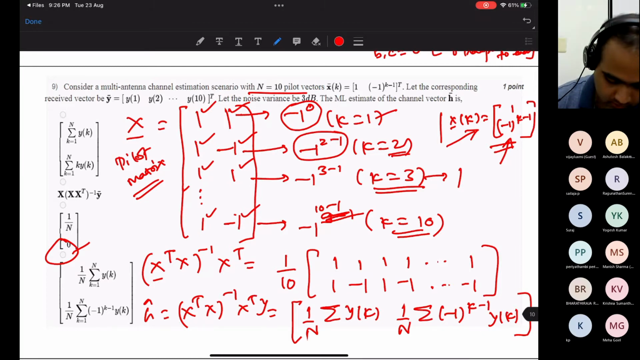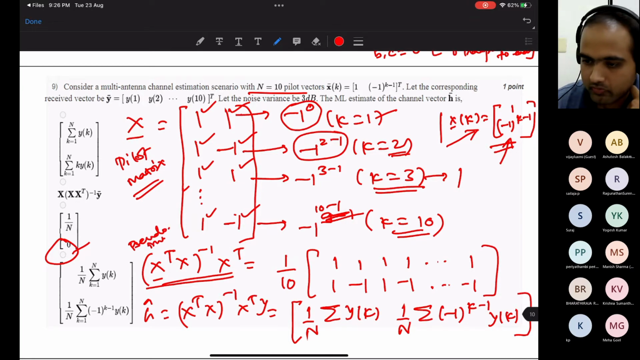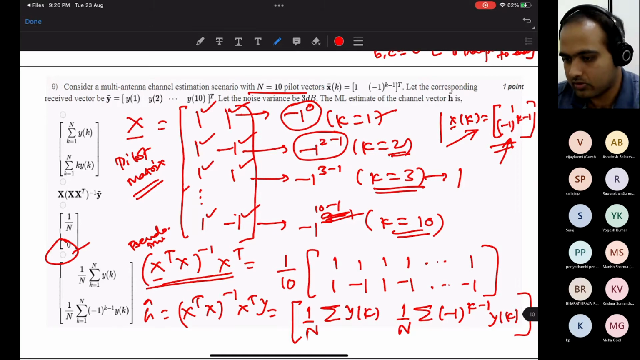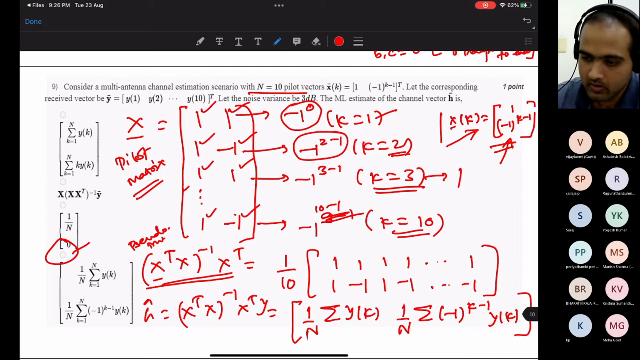Okay. So we need to compute X transpose X inverse X transpose, which is my pseudo inverse. So first we compute the pseudo inverse. This is a fairly straightforward problem. The only challenge was to generate the pilot matrix. So this is our pilot matrix, right?